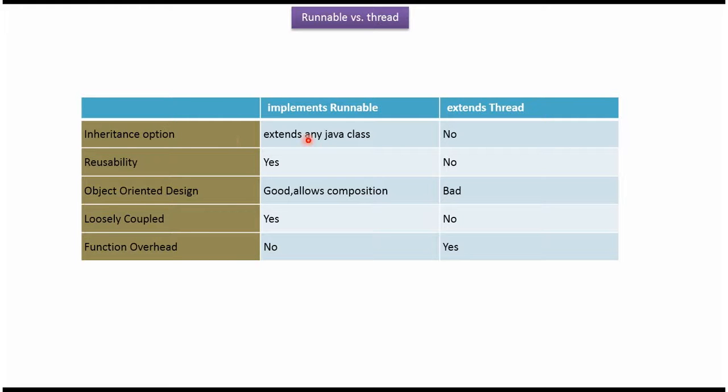Inheritance option. In case of implements Runnable, it is possible. We can extend any class. In case of extends Thread, it is not possible. Reusability. In case of implements Runnable, it is yes. In case of extends Thread, it is no. Object-oriented design. In case of implements Runnable, it is good and allows composition. In case of extends Thread, it is bad. Loosely coupled. In case of implements Runnable, it is yes. In case of extends Thread, it is no. Function overhead. In case of implements Runnable, no. In case of extends Thread, yes.